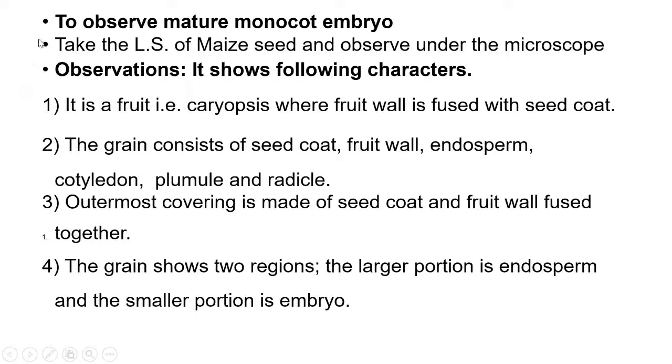Next point, how to observe the monocot embryo. Commonly, maize seeds are used for dissection. Take the LS of a maize seed and observe under the microscope. The observation is that it is a fruit, that is a caryopsis, where the fruit wall is fused with the seed coat. The grain consists of seed coat, fruit wall, and endosperm, then cotyledon, plumule, and radicle. The outermost covering is made up of the seed coat and fruit wall fused together. The grain shows two regions. The larger portion is endosperm and the smaller portion is embryo.